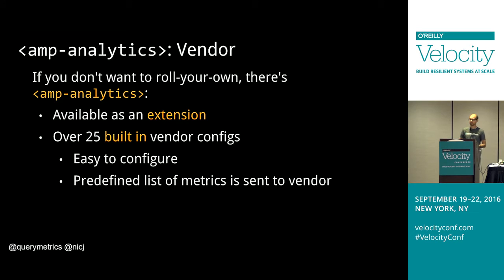So the second way to get data from AMP is through the AMP Analytics tag. And they have about 27, I think, built-in vendor configurations. mPulse is one of them. There's also Google Analytics, comScore, Parse.ly, and a lot more. And AMP Analytics with built-in vendors is extremely easy to use. You simply add the AMP Analytics tag, the name of the vendor, and probably like an API key, and that's it. The predefined list of metrics that this vendor has defined is sent back to their servers for processing.